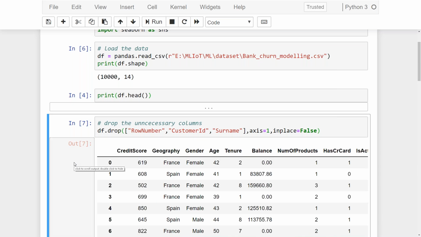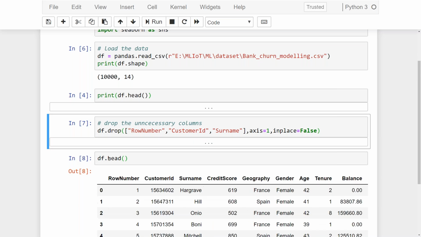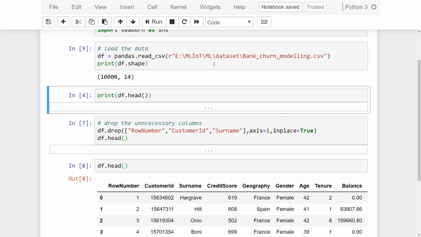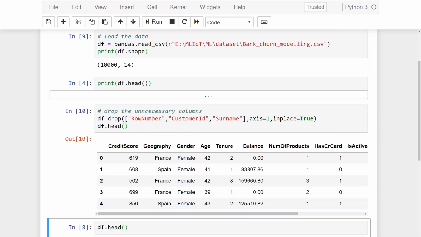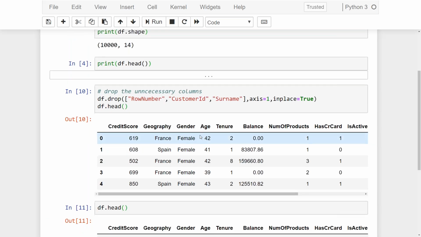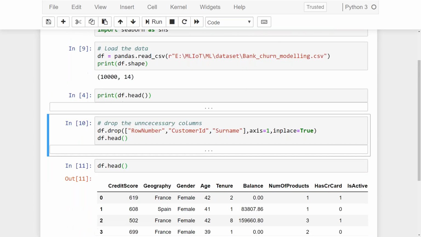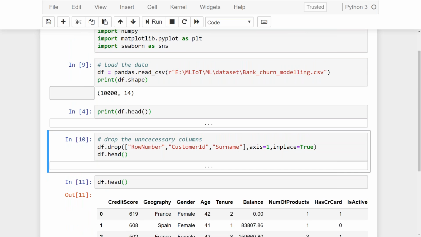So inplace=False makes it a temporary drop, and True makes it a permanent drop, right? So I'm going to make inplace True here and put df.head. If I execute it again from the beginning, you can see that these are dropped. Again, if I check df.head, you can see that these are still dropped. They don't exist here, right? So that's how inplace=True is for a permanent drop.